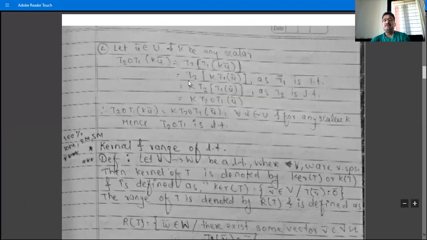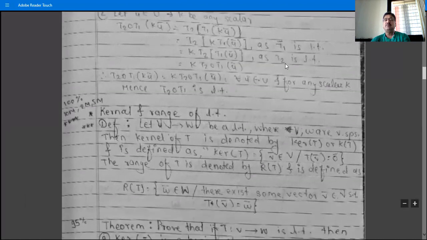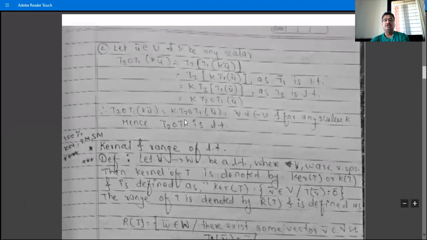Suppose T1(kū) is v̄. Then T2(kv̄) is kT2(v̄), as T2 is a linear transformation, by the second property. And then T2(T1(ū)) is (T2∘T1)(ū), and therefore (T2∘T1)(kū) is k(T2∘T1)(ū). This is true for all ū belonging to U and for any scalar k, and hence T2∘T1 is a linear transformation because it satisfies both the properties.